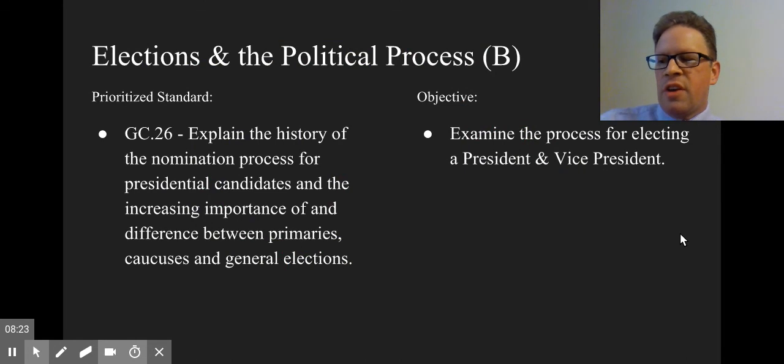All right, this concludes elections in the political process. Section B, the process for electing a president, Part 2 is now completed. We hit prioritize standard government civics 26, and objectively, you can now examine the process for electing a president and a vice president.